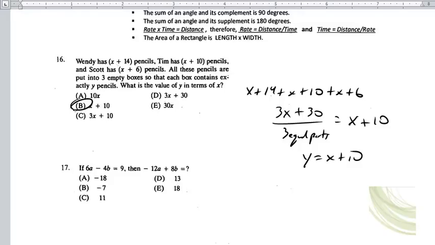The next one says if 6a minus 4b equals 9, then negative 12a plus 8b. So in order to go from here to here, I multiplied by negative 2. Same thing going from negative 4 to positive 8, I multiply by negative 2. So what we're going to do is multiply 9 by negative 2, and you get negative 18. Okay, and so then the answer is A.